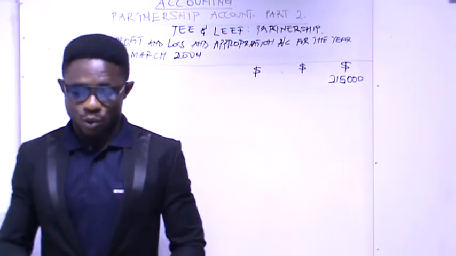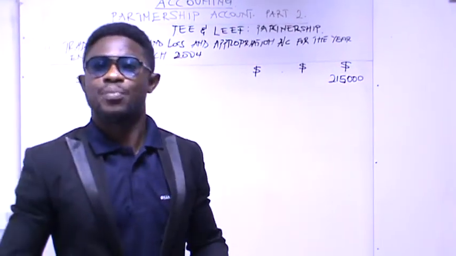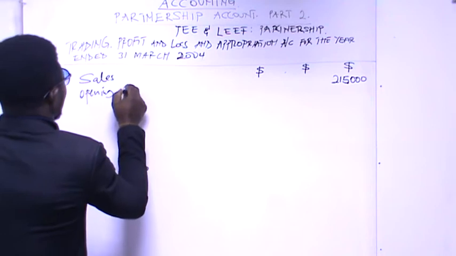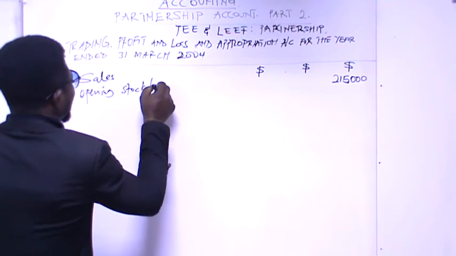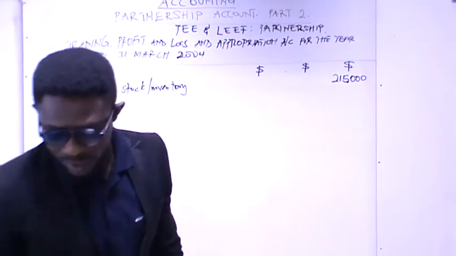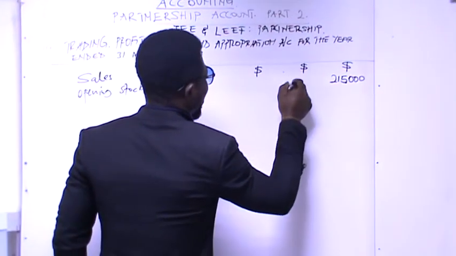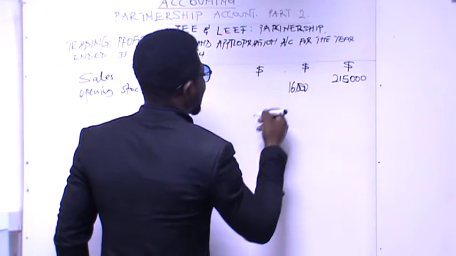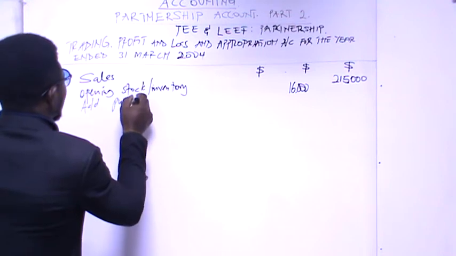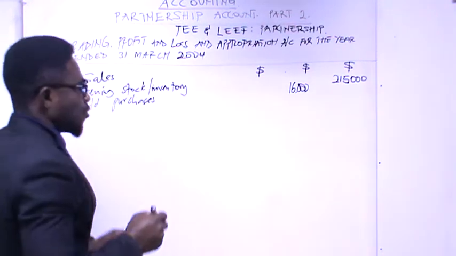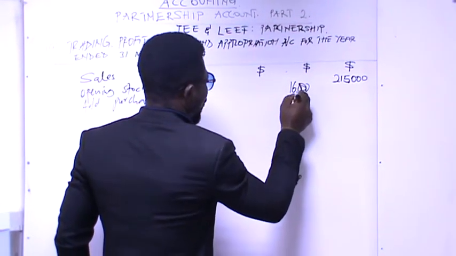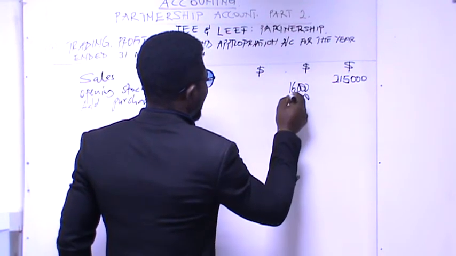Our cost of sales, we're going to consider our opening inventory or the opening stock. So from the question, we have our opening stock to be 16,000. Then we add our purchases. From the question, we have our purchases to be 84,000 as our purchases.